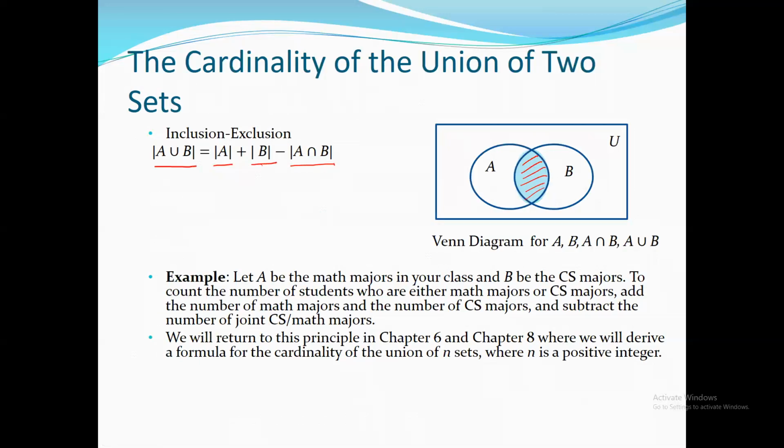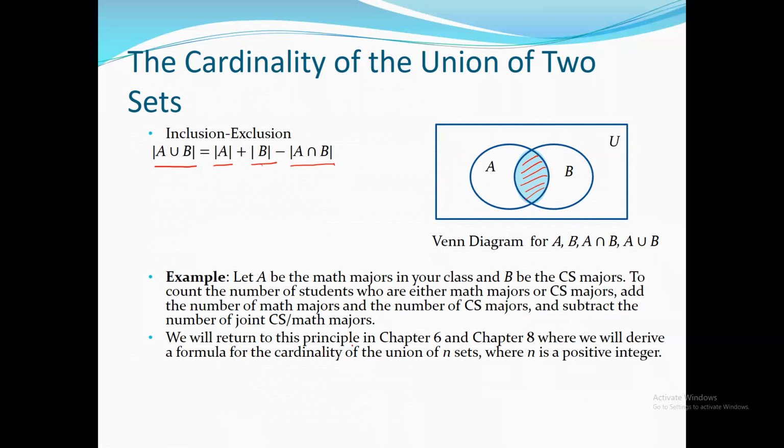So let's have one example. Let A be the math majors in your class and B the set of the CS majors. To count the number of students who are either math majors or CS majors, add the number of math majors and the number of CS majors and subtract the number of joint CS math majors. Then only will you be able to get the exact number of students in this class, right?